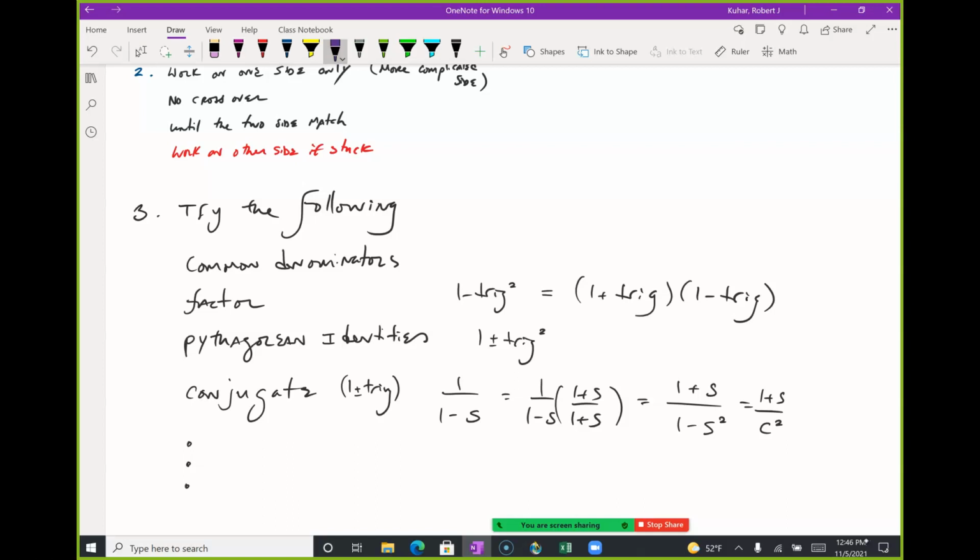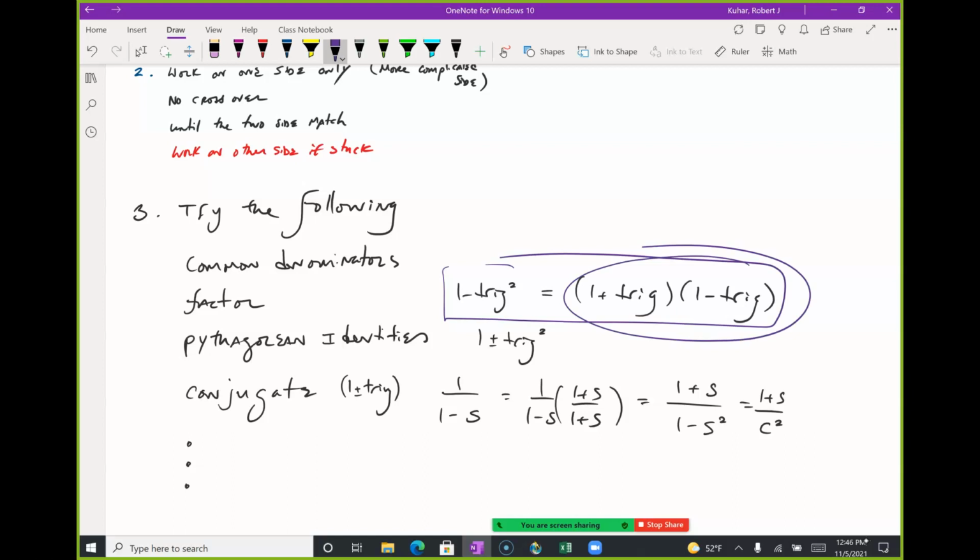If you see 1 minus a trig squared, you could factor it, right? If you see a 1 plus or minus a trig squared, it could be a Pythagorean identity. And if you see a 1 plus or minus a trig, you're probably using a conjugate. So I get the conjugate of 1 minus sine. That's 1 plus sine over 1 plus sine. I remember I have to multiply by 1. Then I get 1 plus sine over 1 minus sine squared. That's a Pythagorean, and then it simplifies to something like that.